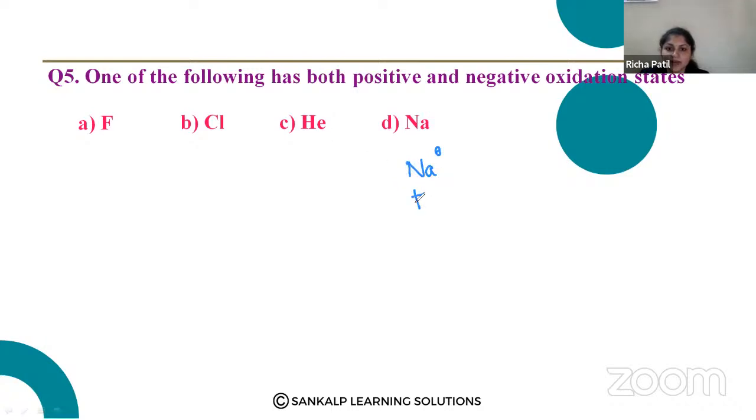Then He is also in a free elemental state, so it also has 0. Then F, fluorine, has only one oxidation state, that is -1. So it is Cl. Cl will have both positive as well as negative. It will exhibit -1 as well as +1, +3, +5, and +7. So these are the oxidation states in which it will show different positive and negative oxidation states. So Cl is the element, and the correct answer is B.